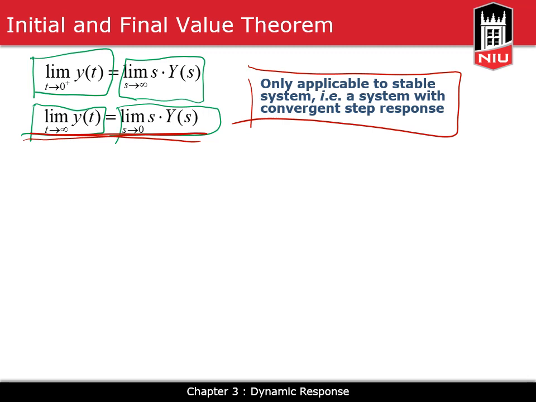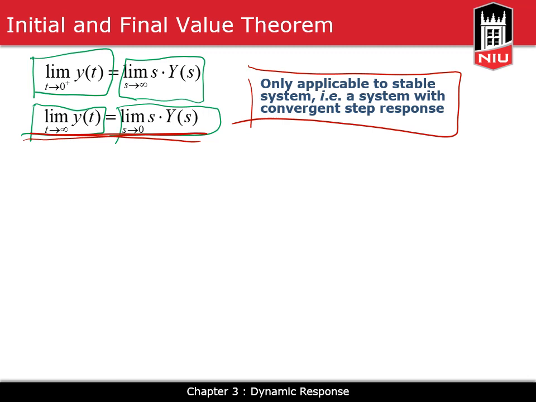Another example is a function that increases with time and does not converge to a constant value. That is basically called an unstable signal or unstable function. So again, that does not have a final value. It keeps increasing. So if you apply this formula to find its final value, the value that you will get is not valid. So pay attention to that.